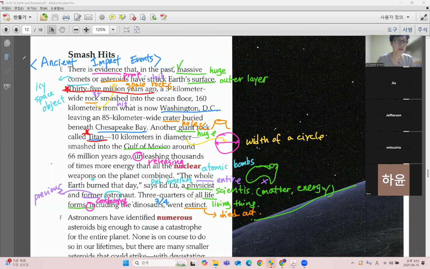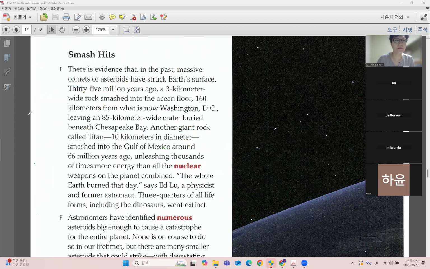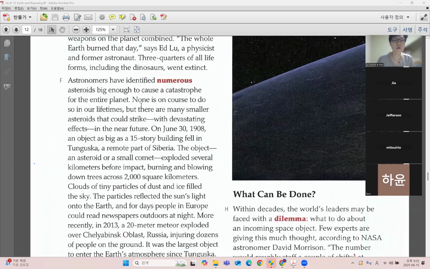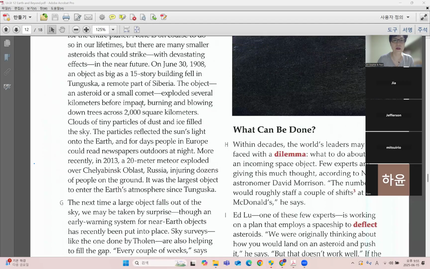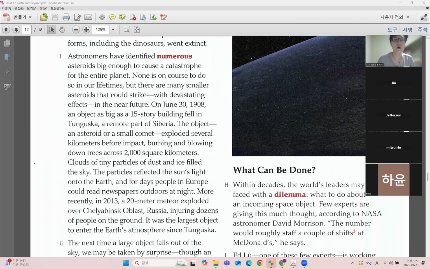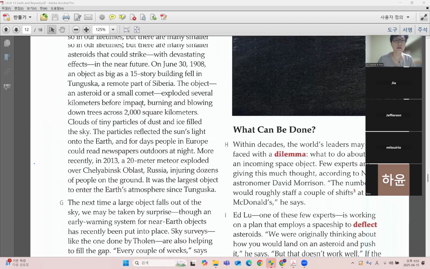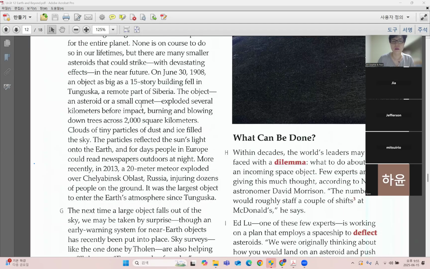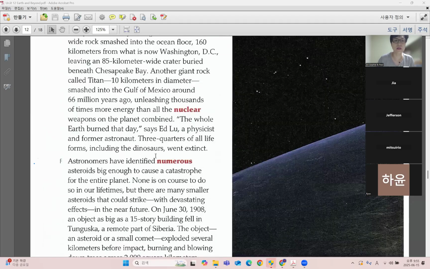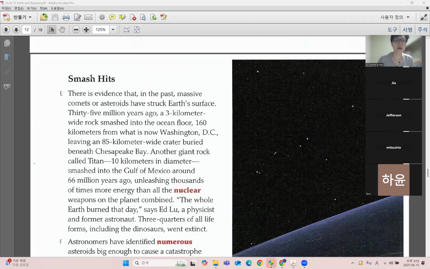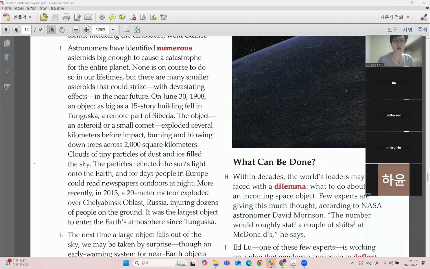Okay, ready, set, go, boom. And let's do one more paragraph. No, I think we'd better do the two paragraphs, because this is under the title Smashy Hits. And these three paragraphs have the same theme.